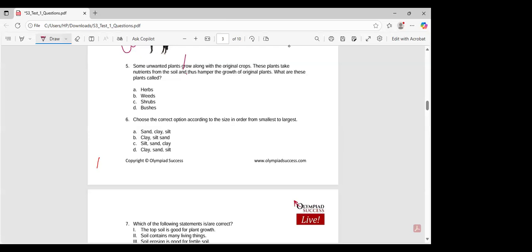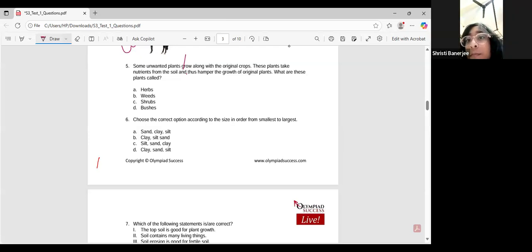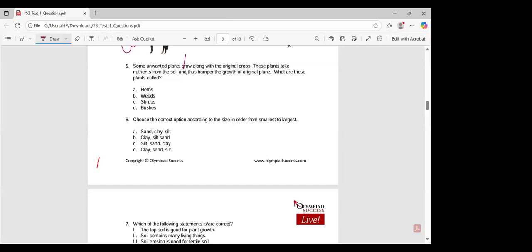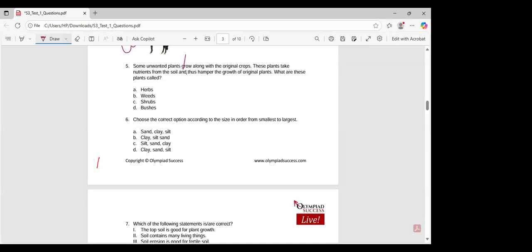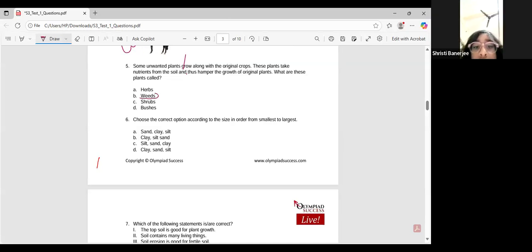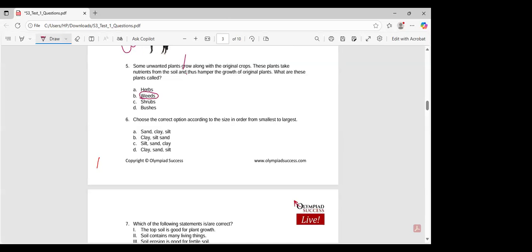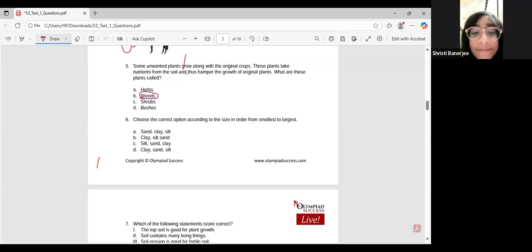Do you have any relationship or any work with those grasses? No. I have to pick them. You have to throw them out. Is it helpful for you in any way? It's not helpful. So these plants which are not helpful for us are known as weeds. So weeds are the unwanted plants which grow along with the original crops. Is it clear?